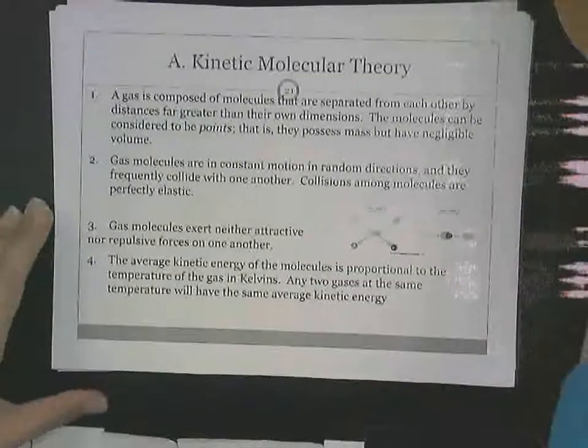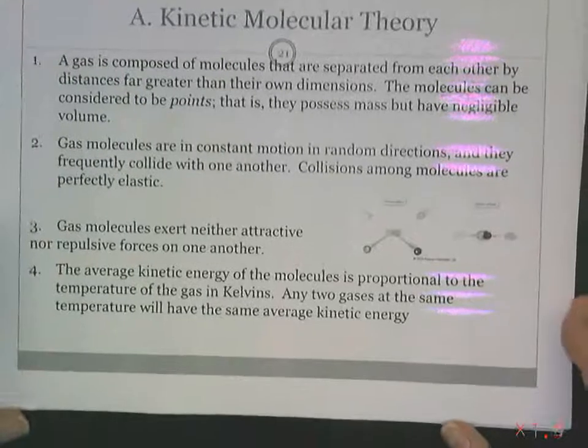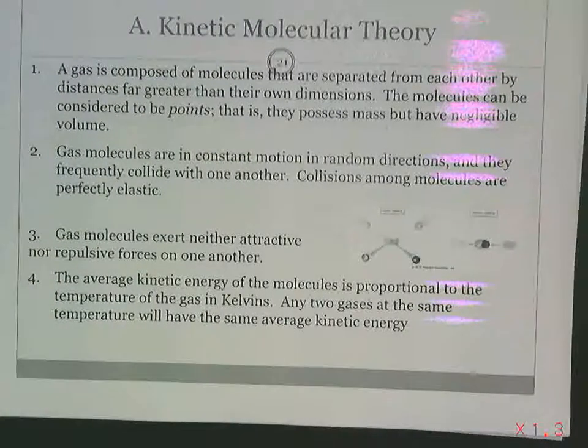a gas is composed of molecules that are separated from each other by distances far greater than their own dimension, right? So if I have a gas molecule here, the next one is greater than 1 angstrom away, right? They're pretty far apart. And these molecules can be considered just points in my gas, that they have mass, but they're very, very tiny, so they don't have very much volume.